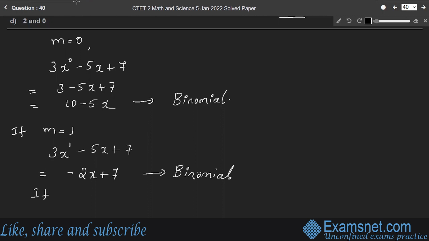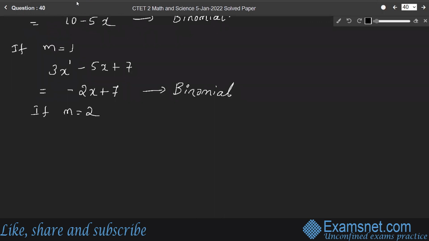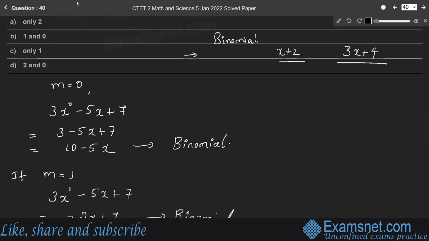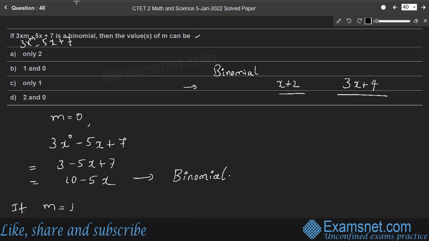If m is equal to 2, it becomes 3x squared minus 5x plus 7. You cannot further simplify this expression, so it is not a binomial. So the possible values of m are 0 and 1, so that the given expression can be a binomial. Hence option B is the right answer.